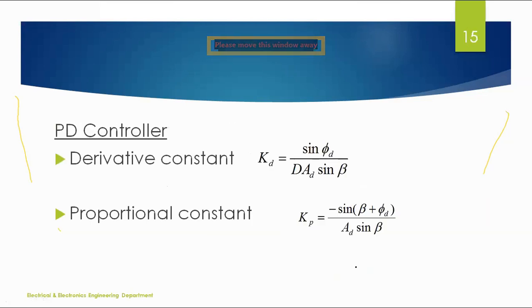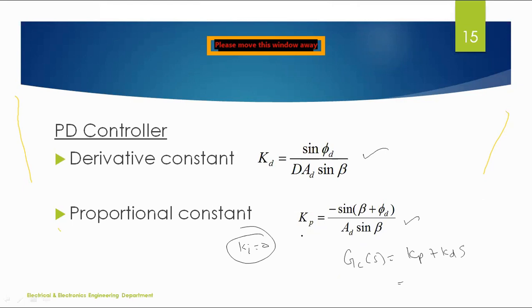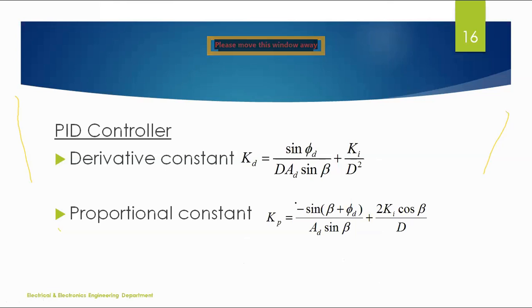Suppose I'm going to introduce a PD controller. This formula I'm going to use. Whenever I introduce a PD controller, KI equals 0. We know the transfer function of the PD is KP plus KD S. After calculating these values, we can place the KP and KD values, and then we will get the transfer function. Then the PID controller.